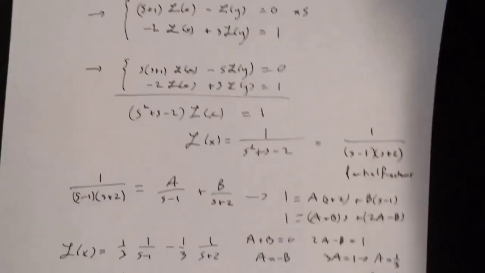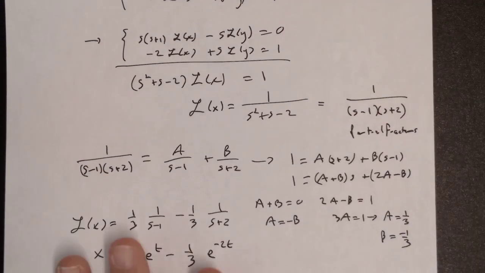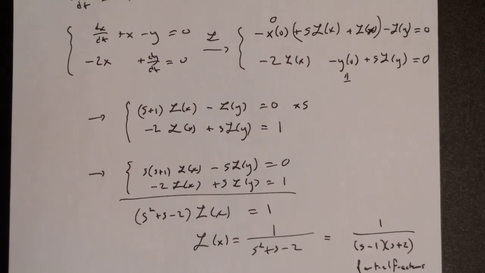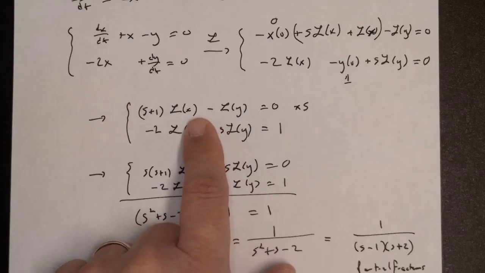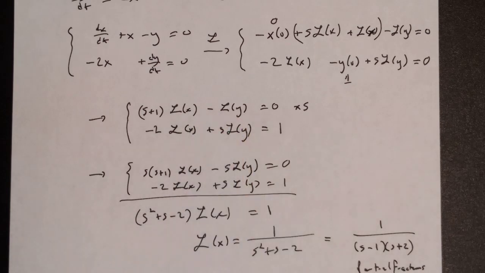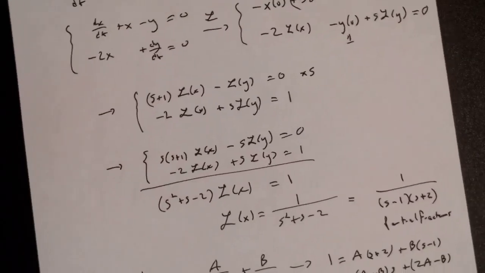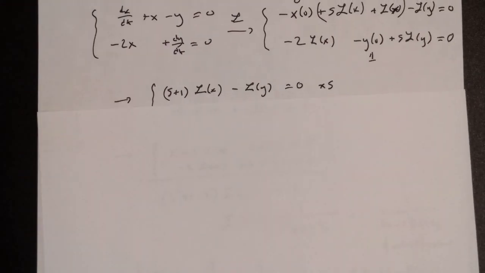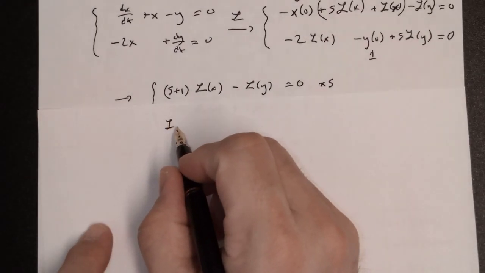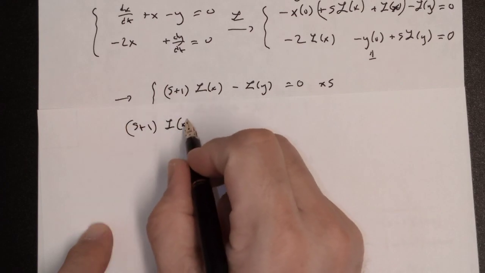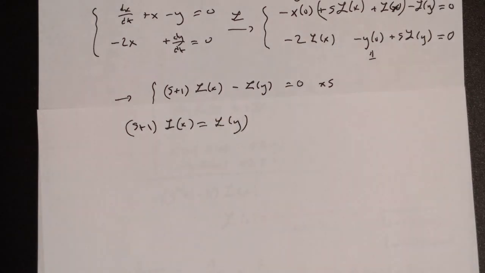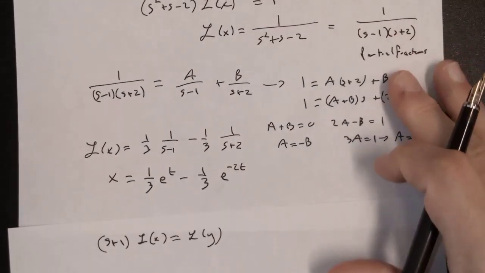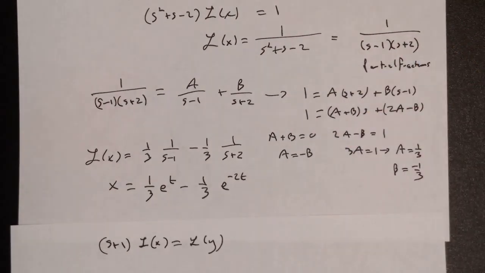So there are 2 options. There's a third option. The third option is here. I could actually figure out what the Laplace transform of Y is. Because here, this line right here says that the Laplace transform of X, when I multiply by S plus 1, is equal to the Laplace transform of Y. So I could work from the Laplace transform if you want.